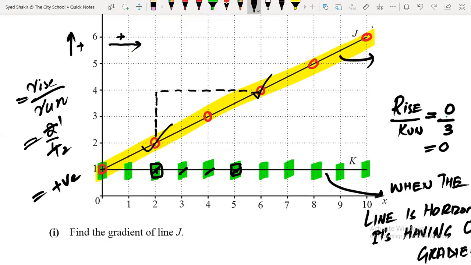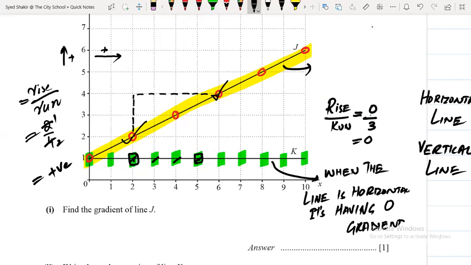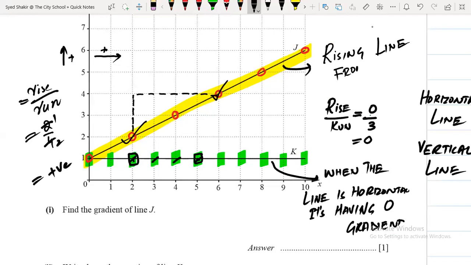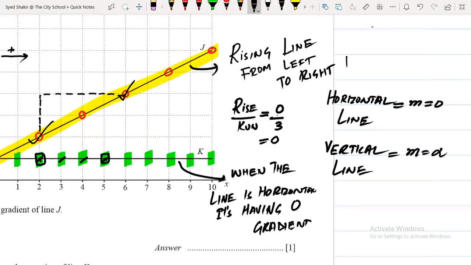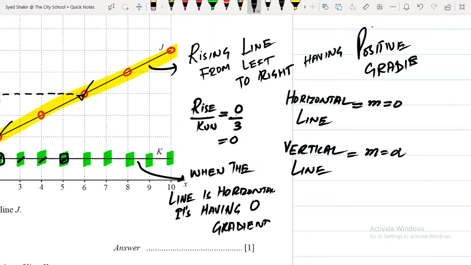So what you understand is that the third type of line, a rising line from left to right, has a positive gradient. So the third one is done.